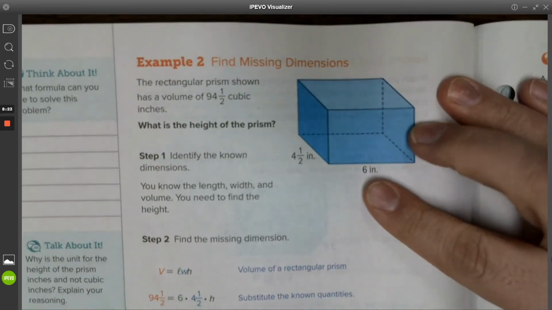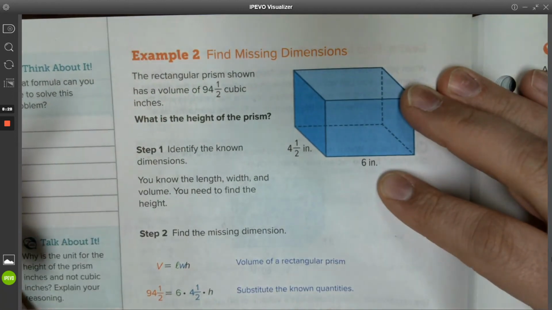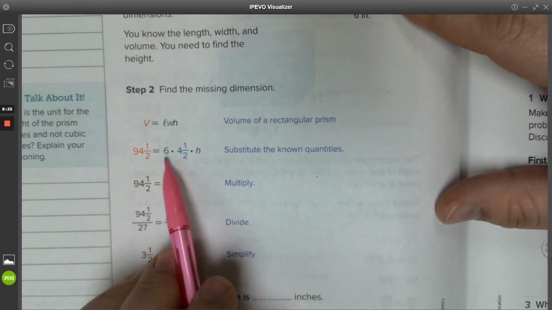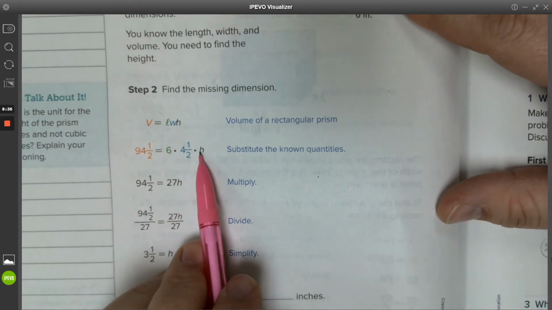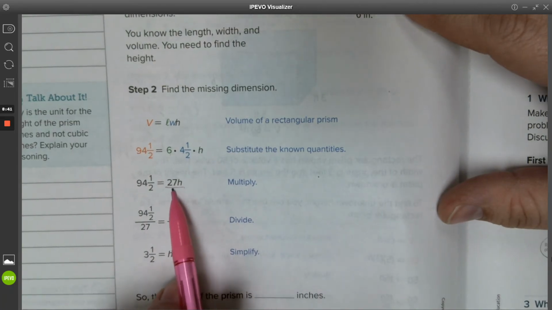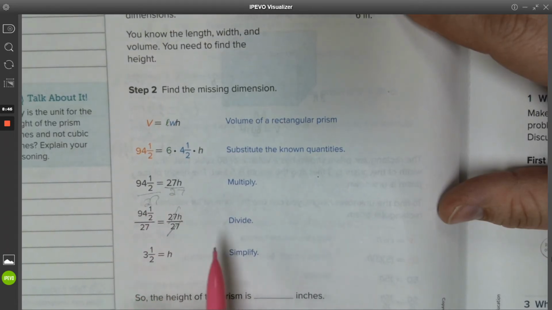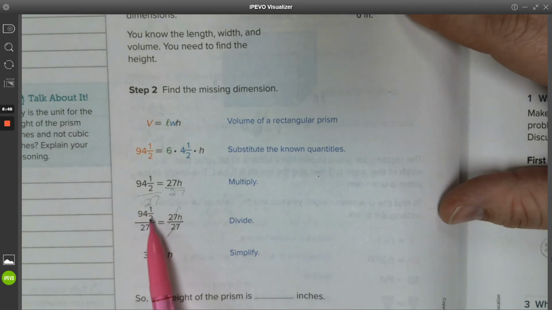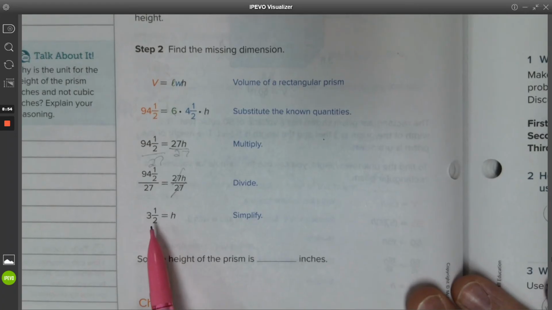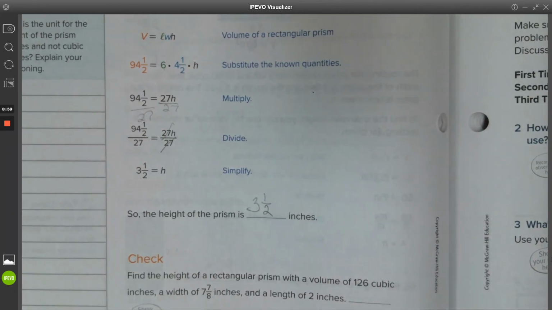So let's take a look at example 2. Here we have the volume, 94.5 cubic inches, and we are missing the height. Once again, we plug in the values that we know. We're going to do 6 times 4.5 first to get 27h. Then I say, okay, well, we need to get h by itself, so we're going to divide by 27 on both sides. That cancels out those 27s. When we take 94.5 divided by 27, we would then find that the height is 3.5. So the height of this prism would be 3.5 inches.